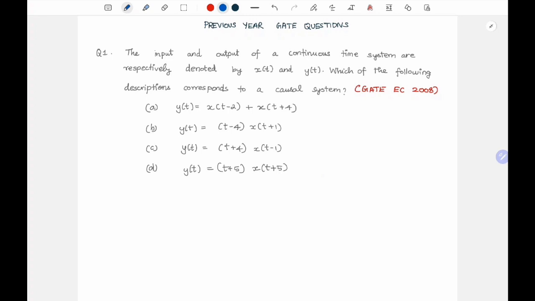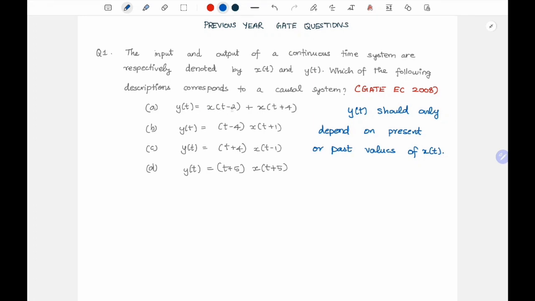The input and output of a continuous time system are respectively denoted by x of t and y of t. Which of the following descriptions correspond to a causal system? So we already know what is a causal system, right? So y of t should only depend on present or past values of x of t, right? So let's go one by one and check.